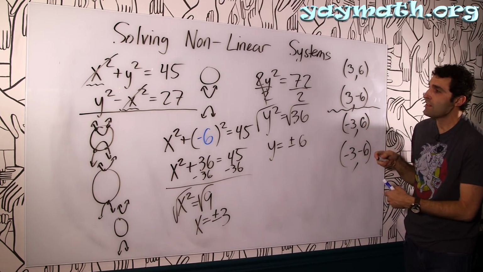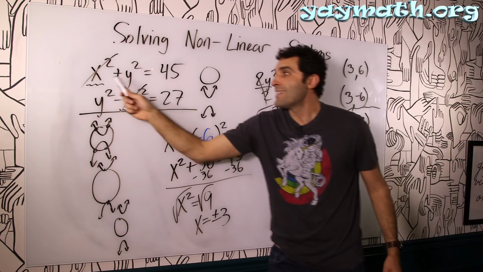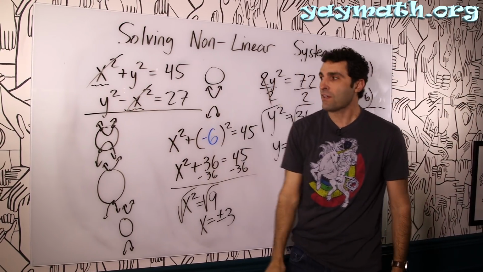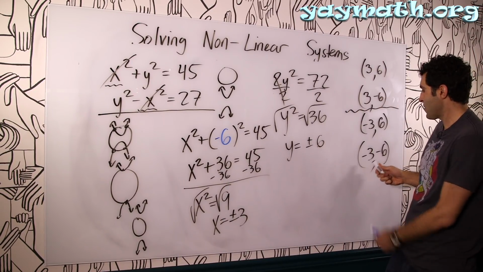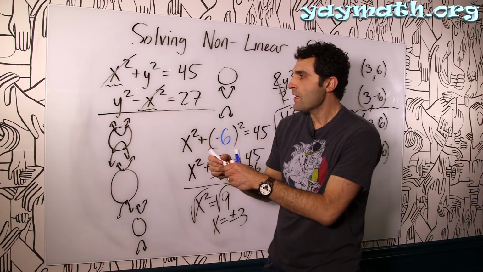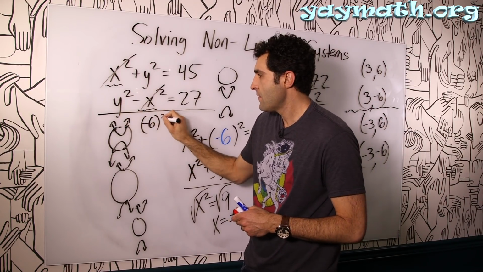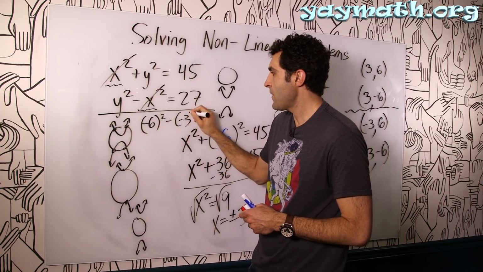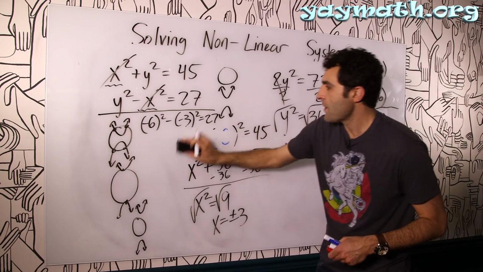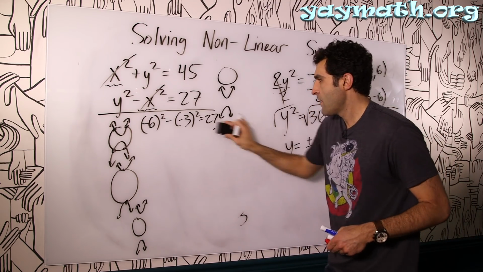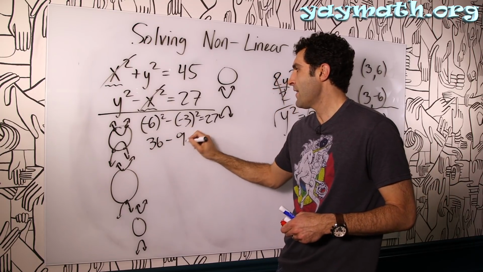Again, quick spot check. No matter what numbers you plug in, the 3's and the 6's, into both of them, it will work. It's kind of amazing, isn't it? Let's try the negatives here. That would be 6 or negative 6 squared minus negative 3 squared, no matter how you do it, equals 27. It works. 36 minus 9 equals 27.